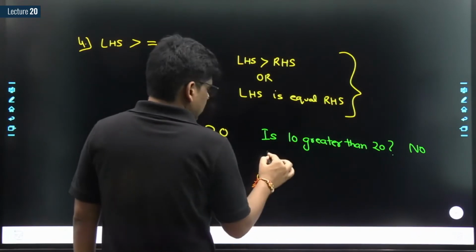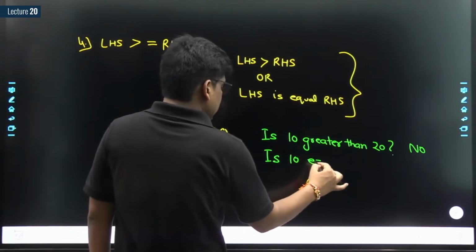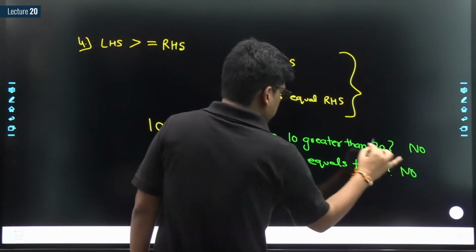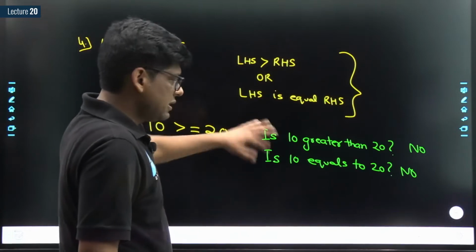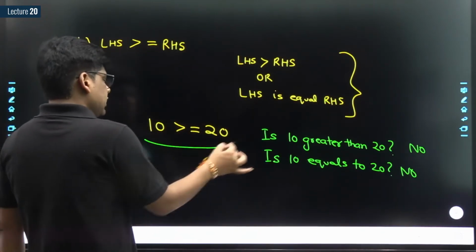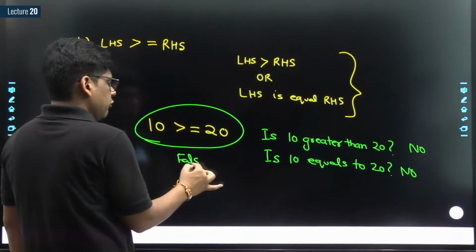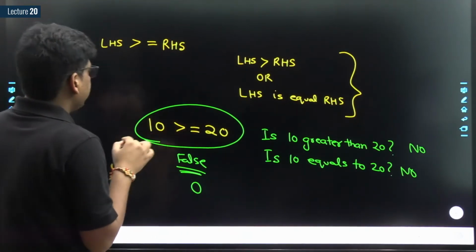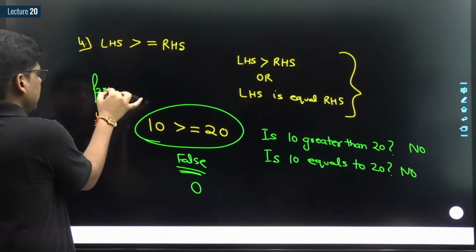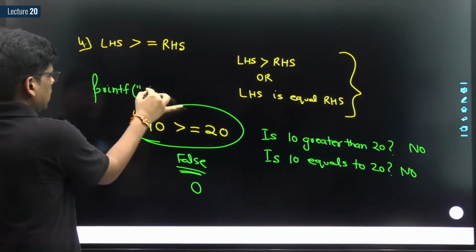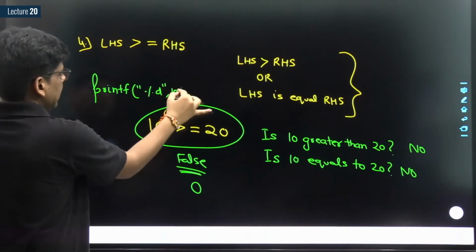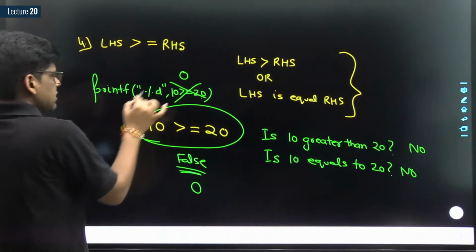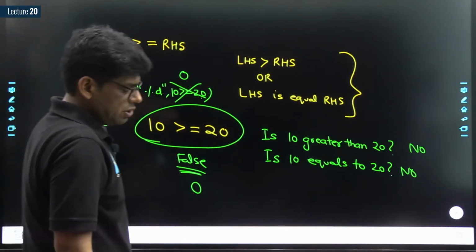Okay, sir. Is 10 equals to 20? No, sir. That means both the statements are false. What is the result of this? Sir, the result of this is also false, and false means 0. So what should be printed? If I write inside printf percentage d, 10 greater than equals to 20, sir, the value is false. That is why this statement is replaced by 0. The result will be 0.